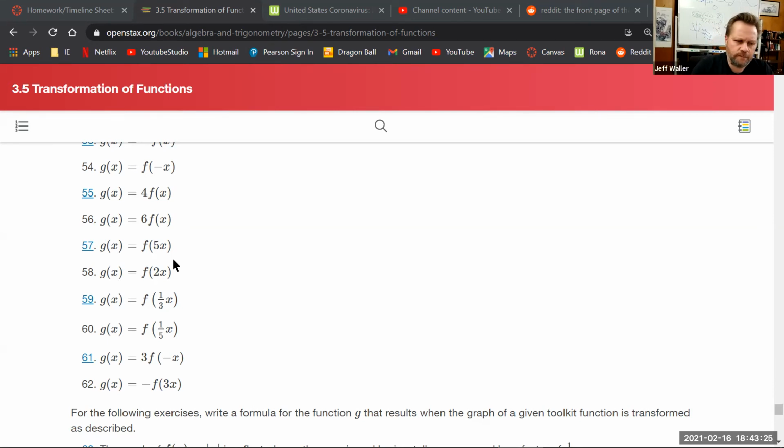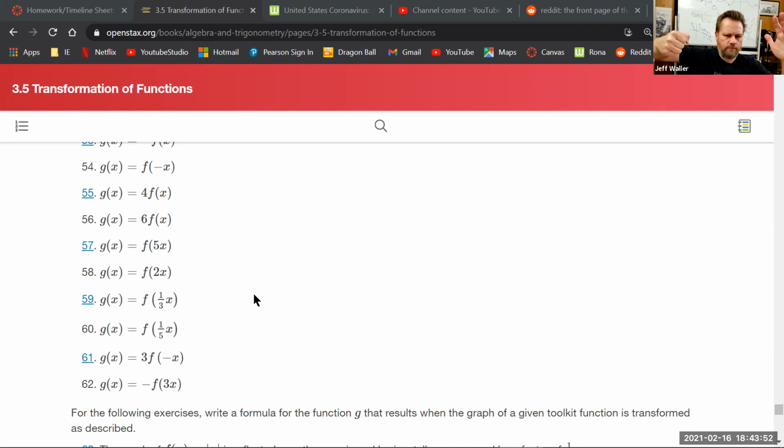So what about 59? Well, is it inside or outside? It's inside. So it's going to do the opposite of what it looks like. So it's not going to make it 1/3. It's going to make it 3 times as big. And it's inside with the x variable, and the x variable is left and right. So it's going to make it 3 times as big horizontally. It's going to stretch it this way.